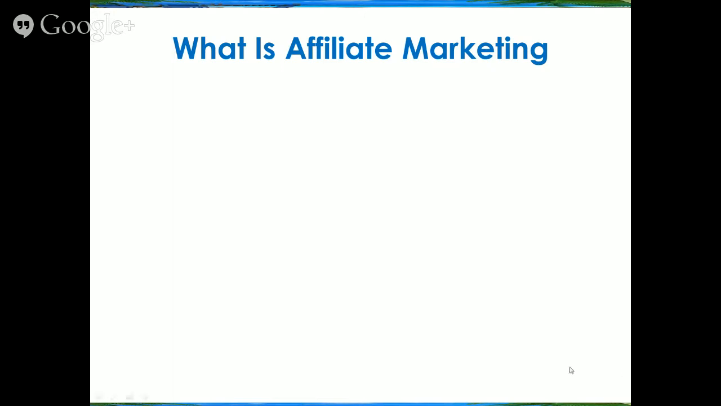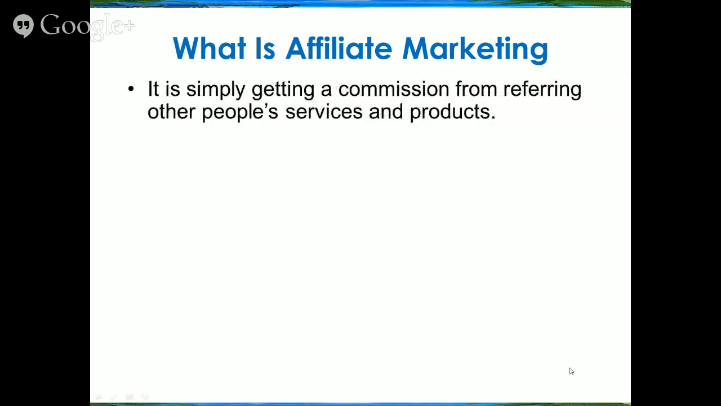So firstly, let's just cover what affiliate marketing is. It's simply getting paid a commission by referring other people's services or products. In this case, our affiliates get paid a monthly recurring residual income from sending people to our blogs. A percentage of those people will click on the ads and you'll get paid a commission.